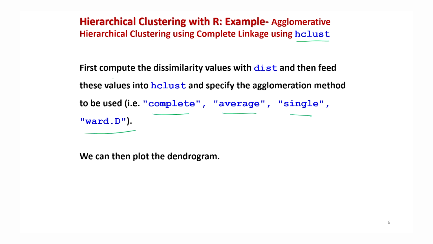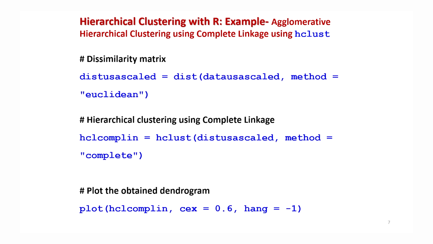So we try to compute the dissimilarity values with this option dist, and then feed these values into hclust, and then we specify one of these methods. Then we can plot the dendrogram and see how these methods give us different outcomes.